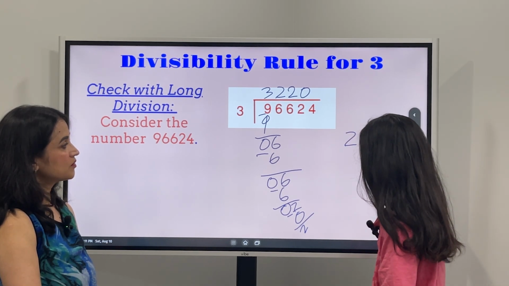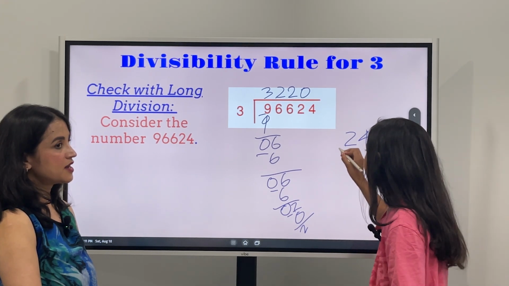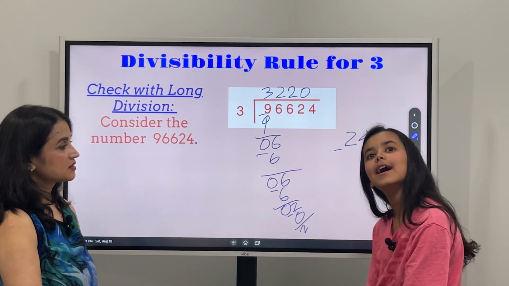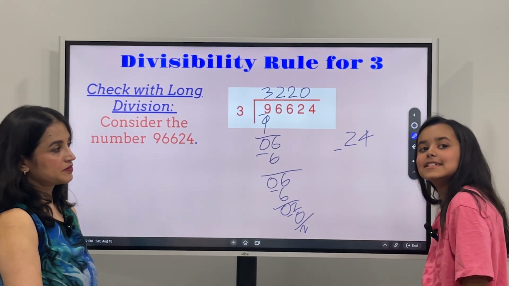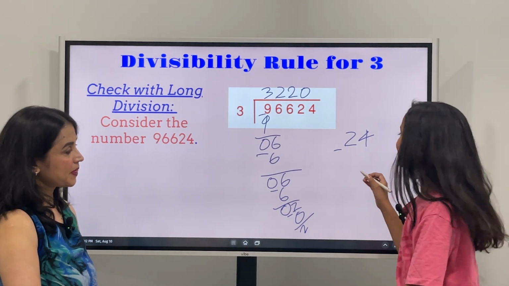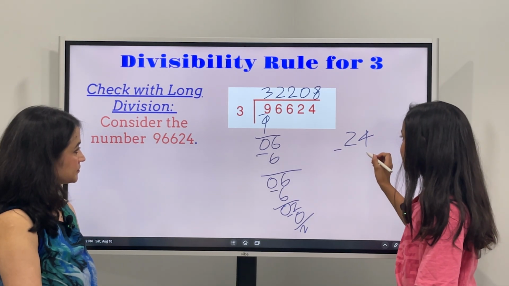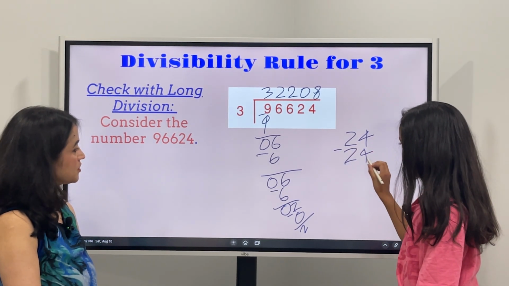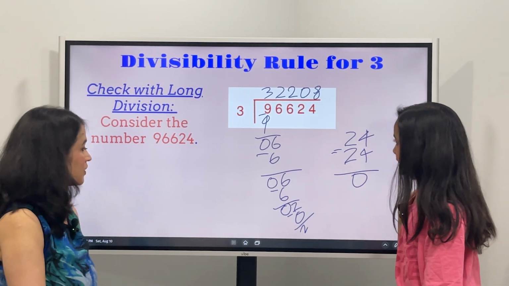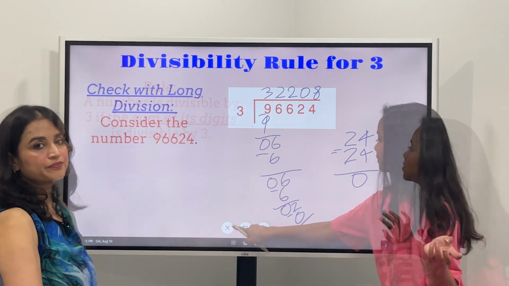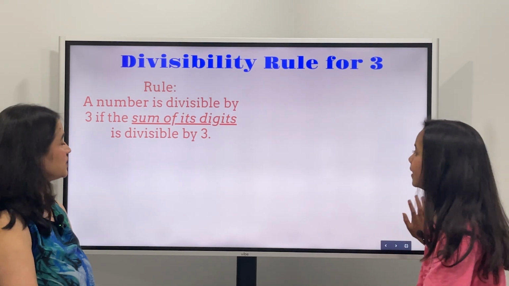So 24. In the 3 times table, what number will come? 3 times 8. So 8 will come up here. And then 24 will come up. So the remainder is 0. Oh, I didn't put the minus. There you go. So then the remainder is 0. Rule is the number is divisible by 3 if the sum of its digits is divisible by 3.